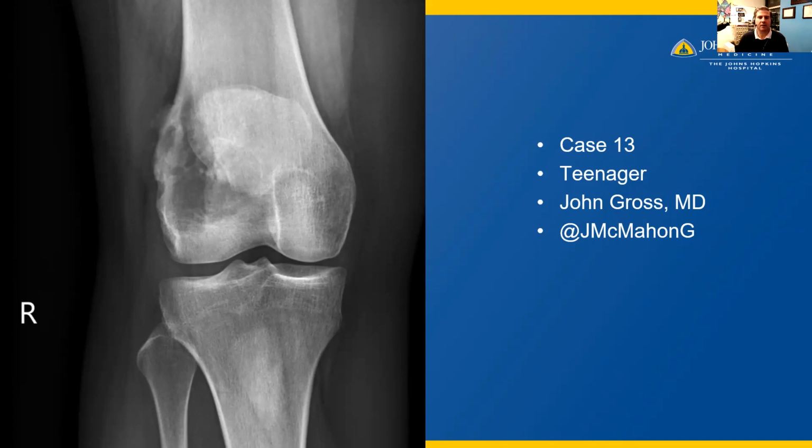Here we have case number 13, which is from a teenager complaining of knee pain. Radiographs were obtained, and here we have an intramedullary mixed sclerotic and lytic mass, which is somewhat eccentric and deforms the overlying cortex.